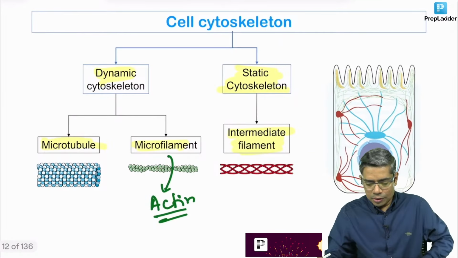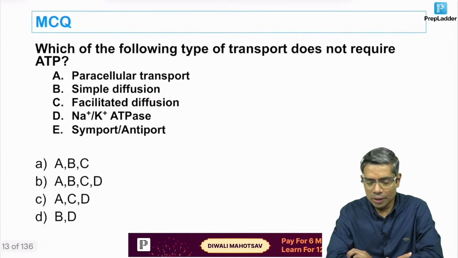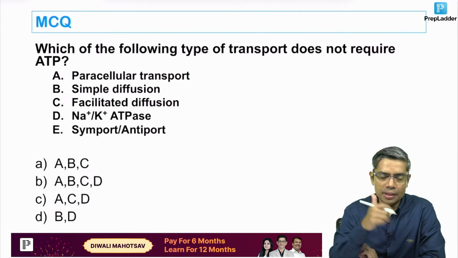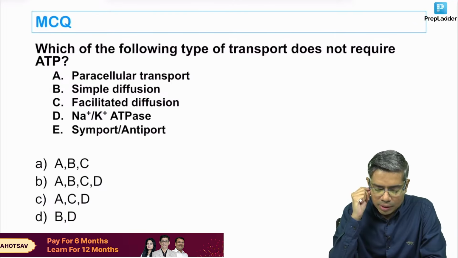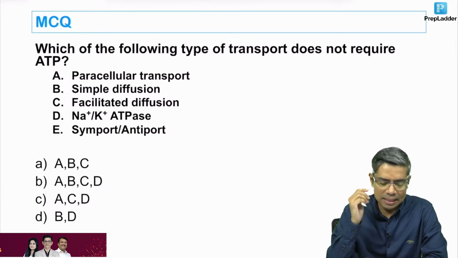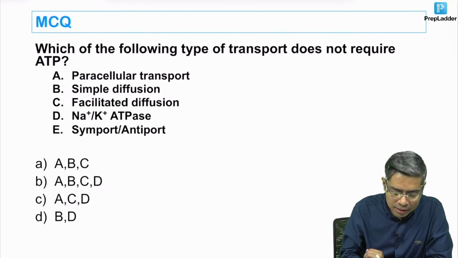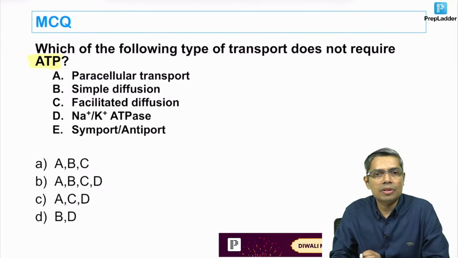Next question. So the next question is here. Which of the following types of transport does not require ATP? So basically they are indirectly asking which of the following are examples of passive transport.